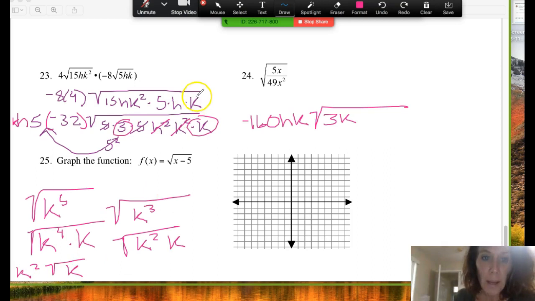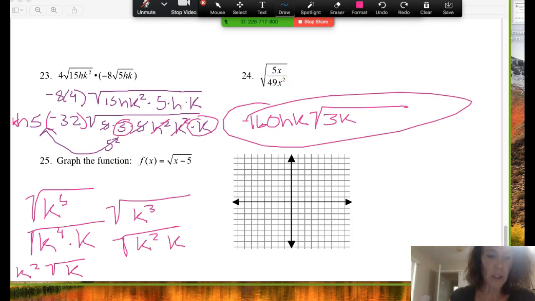So anytime you have an odd number for the exponent, break it into its even with one left over. That's why I didn't put this as k cubed, because it doesn't help me to square root the cube. I want it k squared with one left over. Okay, guys, just a little explanation there.